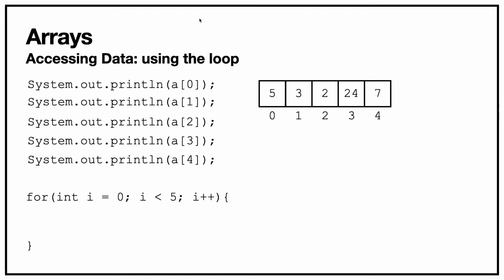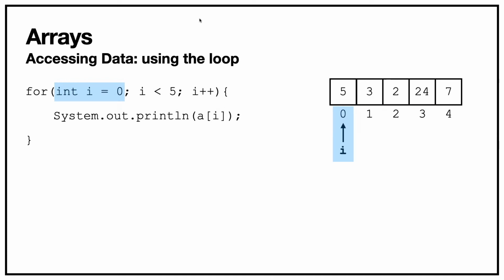i++. In the meanwhile, you can see here that there's a lot of repetition with the System.out.println. So that will be part of the loop. And instead of just printing a at position 0, 1, 2, 3, and 4, we can just print a at position i. Remember, the i is the control variable that will control the numbers between 0 and 5. Let's trace it.